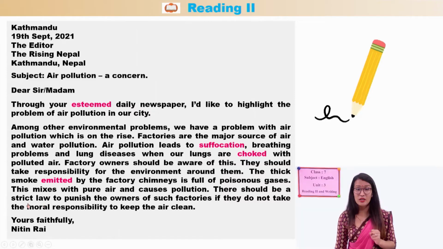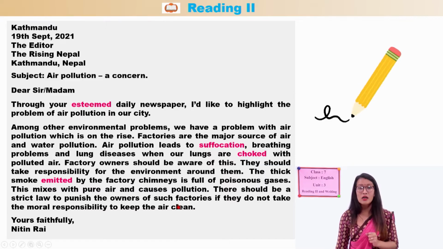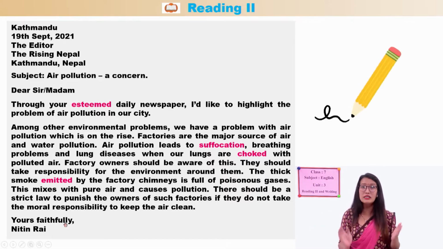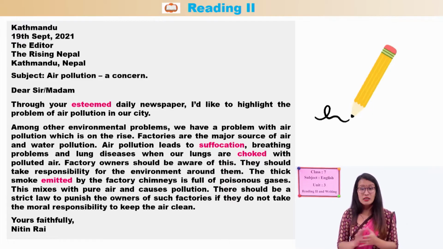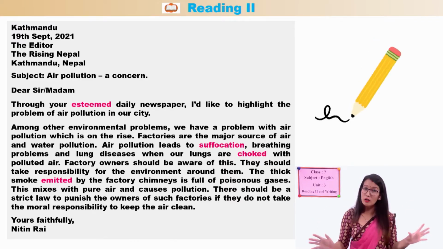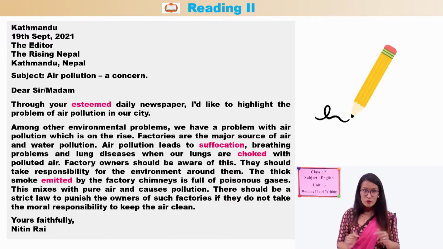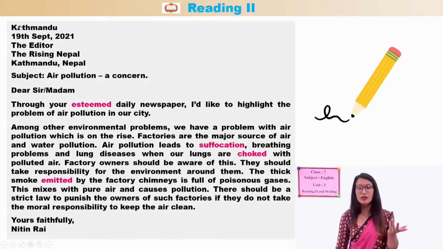Look at this here now. Strict law to punish those owners. Yes, the government must punish those owners of such factories. And if they do not take the moral responsibility, if they don't say, yes, because of me, the air is polluted, and they don't keep the air clean also, they must be punished by the government, okay?